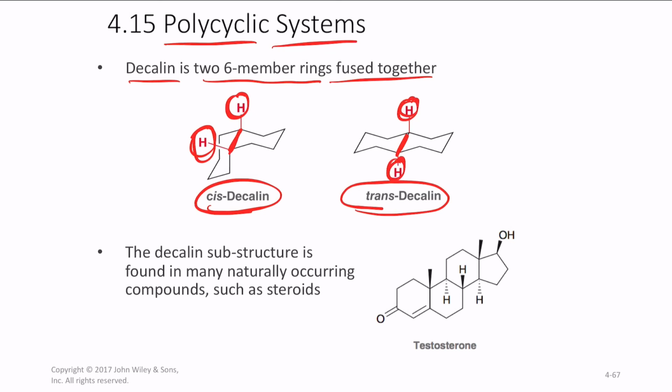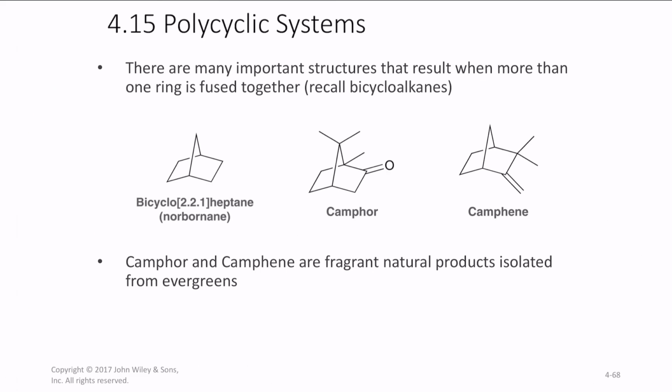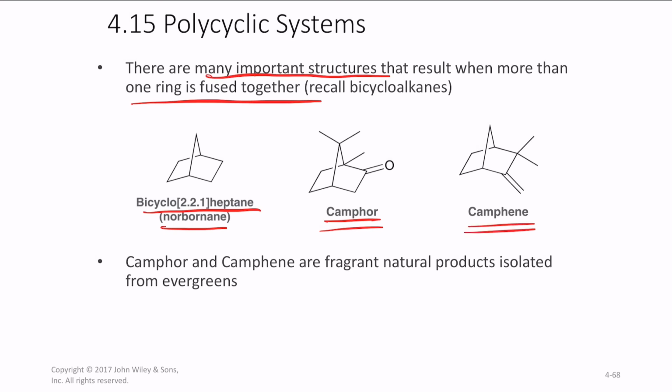Decalin is the substructure of many compounds such as steroids. Notice the structure here in steroids. This is a decalin base structure built on testosterone. Most of the steroids are built on this base structure. There are many important structures that result when more than one ring is fused. One example is bicycloheptane, also called norbornane. Camphor is an example where it uses bicyclo structures. Camphene also uses the same. These are generally fragrant natural products that you can isolate from evergreens.